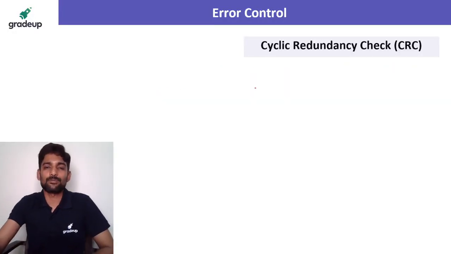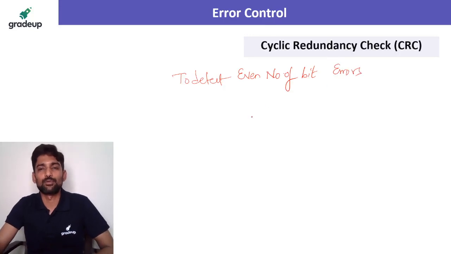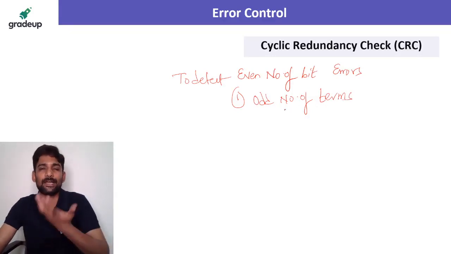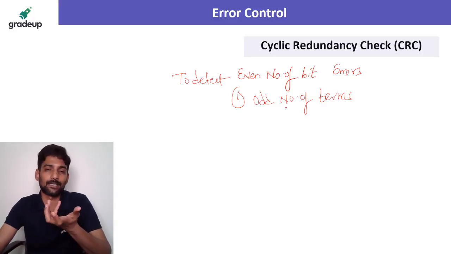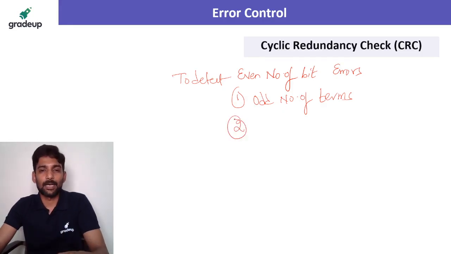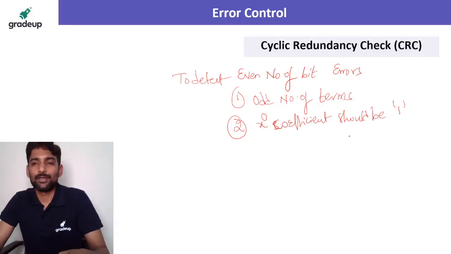And to detect even number of bit errors, we have some rules. First rule: there should be an odd number of terms. You cannot have 4 terms or 6 terms or 8 terms. You should have 3, 5, 7 terms in the divisor. The second rule: the x power 0 coefficient should always be 1. That means it compulsorily should end with plus 1. This plus 1 term should always be there.